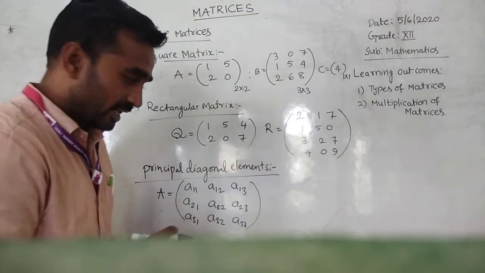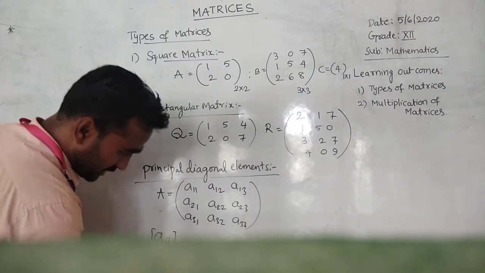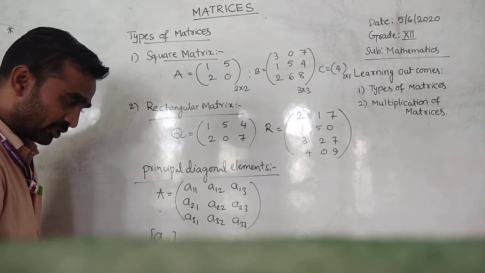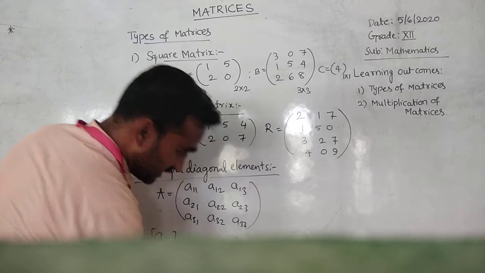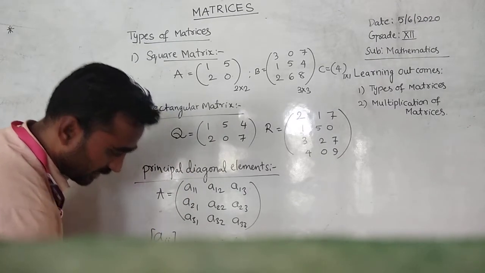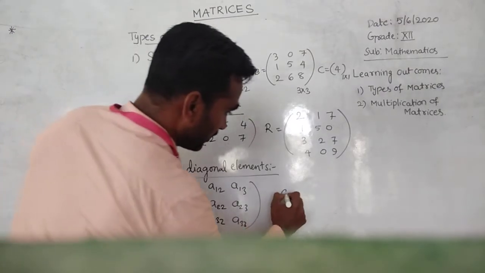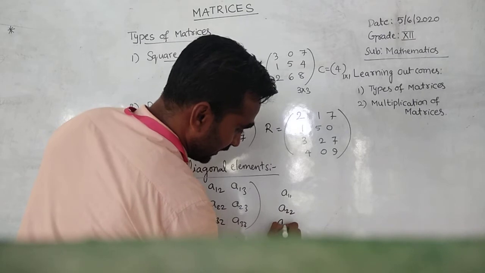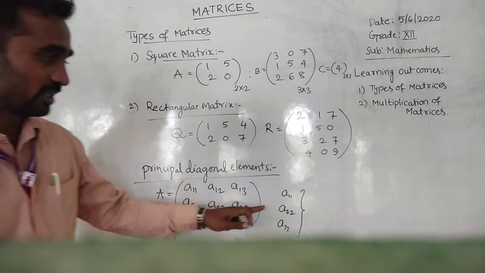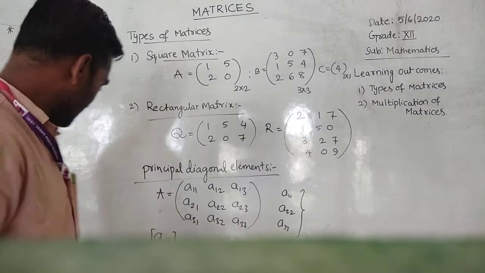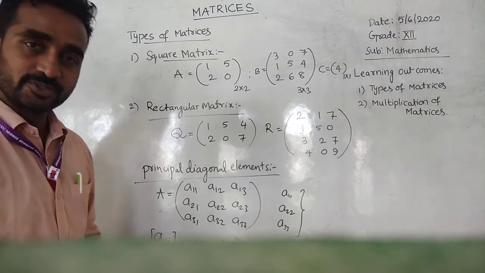Here the principal diagonal elements are the elements Aij where i is equal to j. That means the A11 element, the A22 element, and the A33 element. These are known as the principal diagonal elements. Principal diagonal elements are A11, A22 and A33. These three are the principal diagonal elements where i is equal to j.